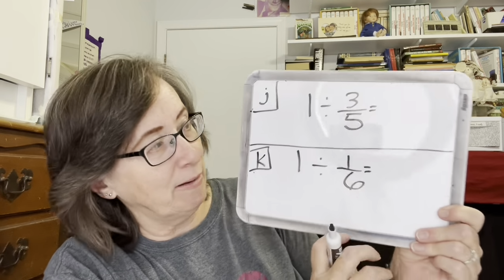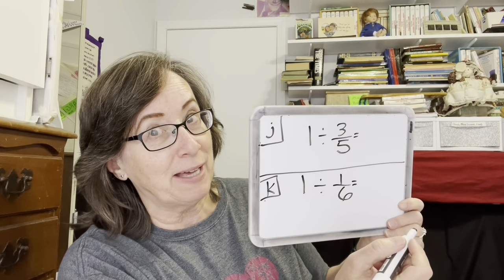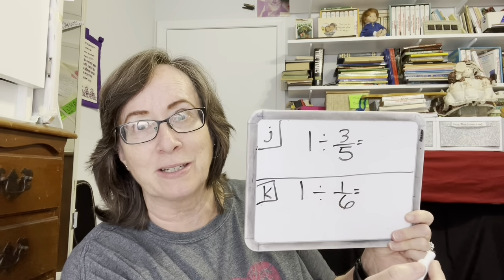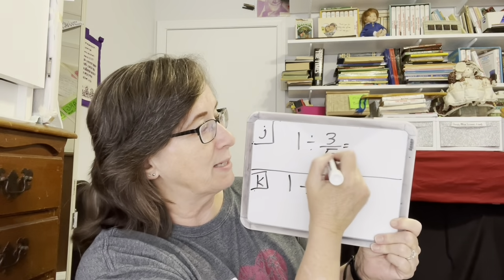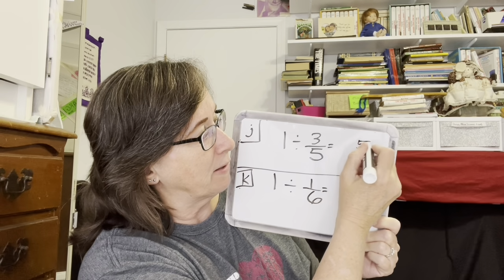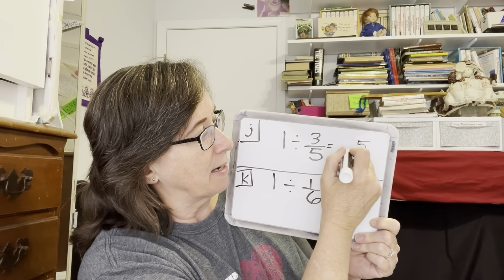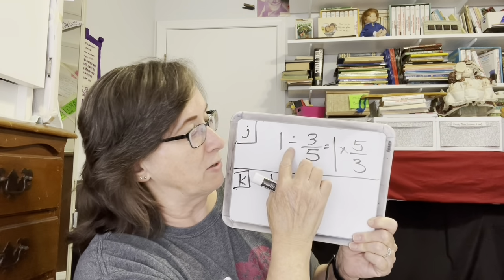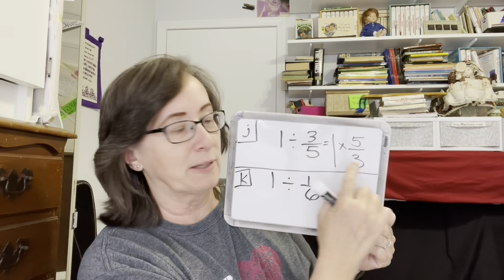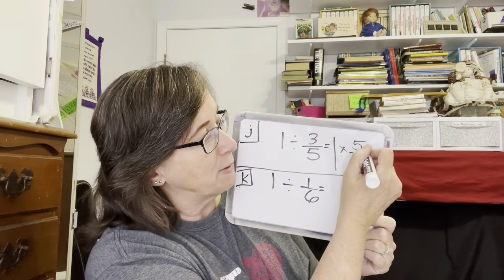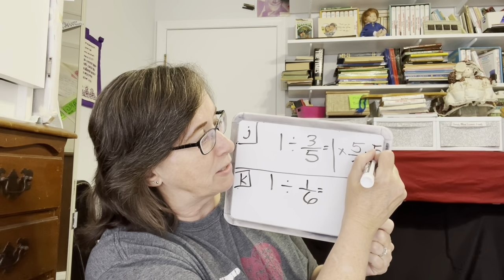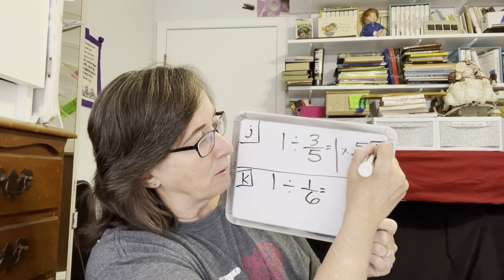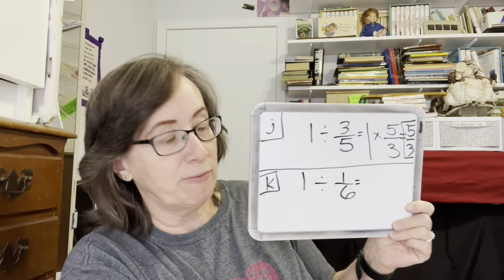Okay, and J says 1 divided by 3/5. Well, division by a fraction is multiplication by its reciprocal. The reciprocal of 3/5 is 5/3 times 1. So I change the division to multiplication. I flip over the fraction. 1 times 5/3 is 5/3.